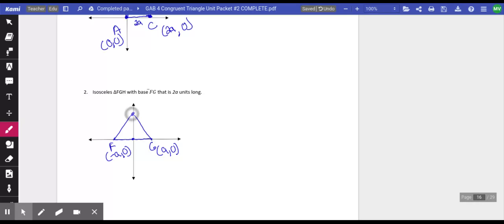Now, I don't know anything about how tall it is. So H is up here, and I'm going to say that it's (0, b). And b is some value I don't know because it's not an equilateral triangle.